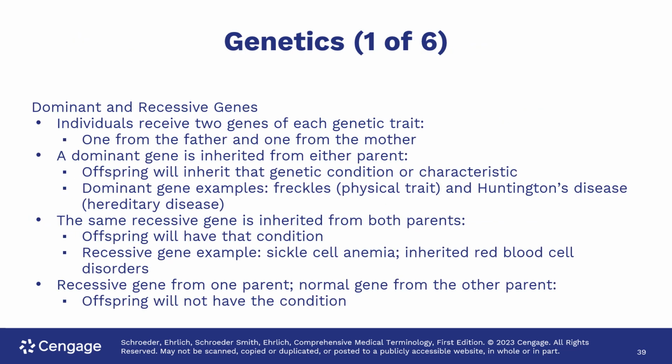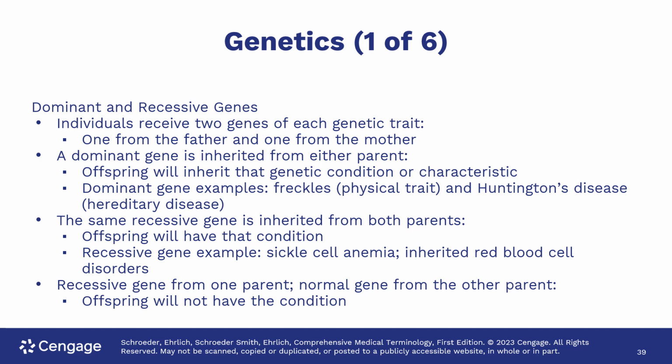Genes. We all have genes. We receive one set from each biological mother and father. A dominant gene can be from either parent and will express itself in that offspring. Dominance can be something we think of like freckles, or it can be a devastating genetic disease like Huntington's disease. Think dominant, like it's dominant. It's going to express itself, pushing the other genes out of the way.